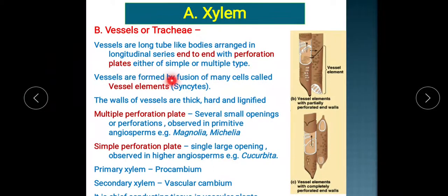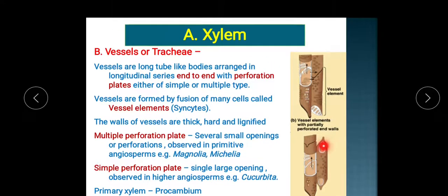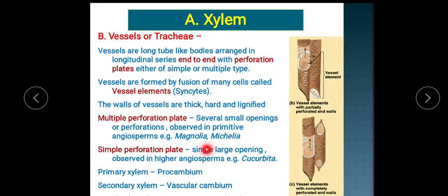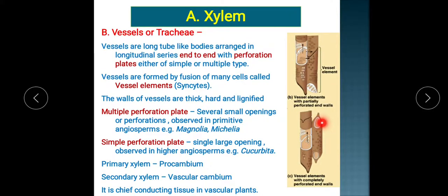The vessels are formed by the fusion of many cells, which are called vessel elements. Here we have already discussed, this is a single vessel element. Many such vessel elements fuse with each other and form the complete vessel, which is called a syncytid. The wall of the vessels is thick, hard and lignified.